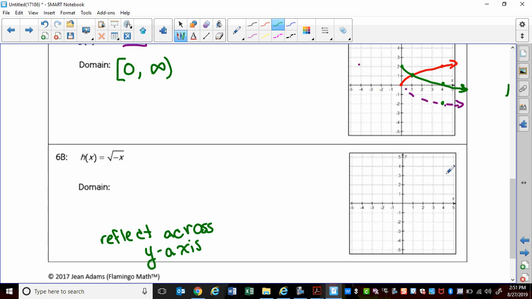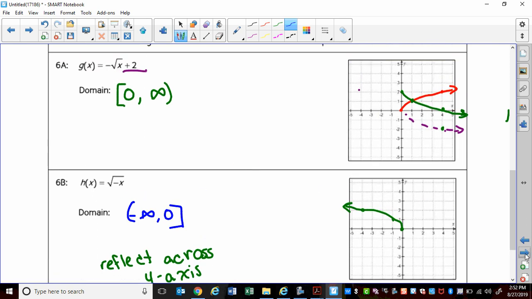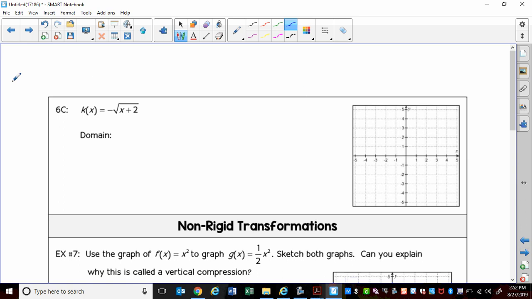So we know what the original one looks like. A reflection across the y-axis is going to look something like this. And this is definitely going to change my domain. Okay? My domain goes all the way to the left. So this is going to be -infinity all the way to 0. I can't include 0. I never include infinity. I want you guys to try the next one. Try this.